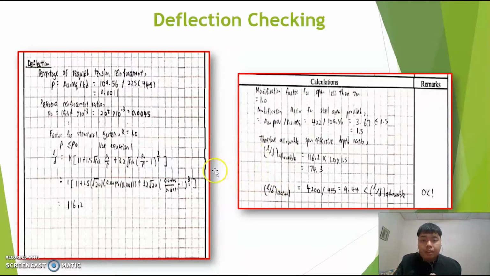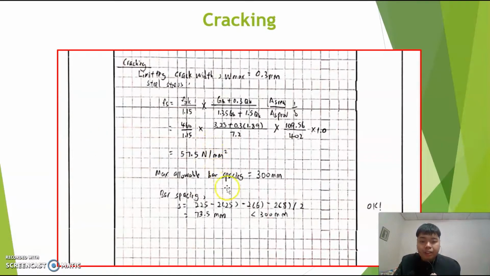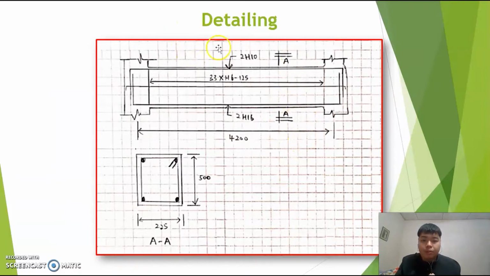Next, for the deflection checking, L/d actual is less than L/d allowable, so the deflection check is okay. And for the cracking, the bar spacing is less than the maximum allowable bar spacing, so it's also okay. So next, these are the detailings of this beam. As we can see, the tension reinforcement is 2H16, the compression reinforcement is 2H10, and the links are 6 mm diameter rebars at 125 spacing, and there are 33 links.